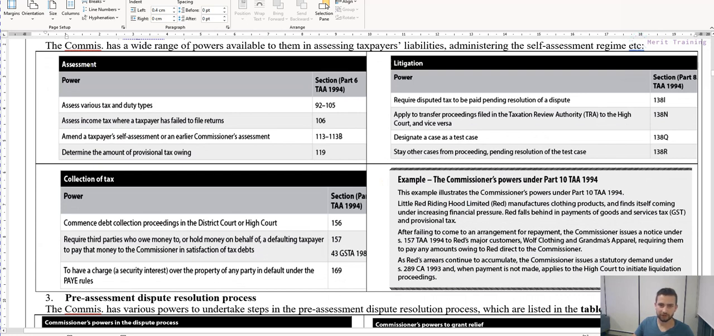So, categorized by assessment, collection of tax, and litigation. In terms of assessment, they can assess various tax and duty types. They can assess income tax where a taxpayer has failed to file returns.